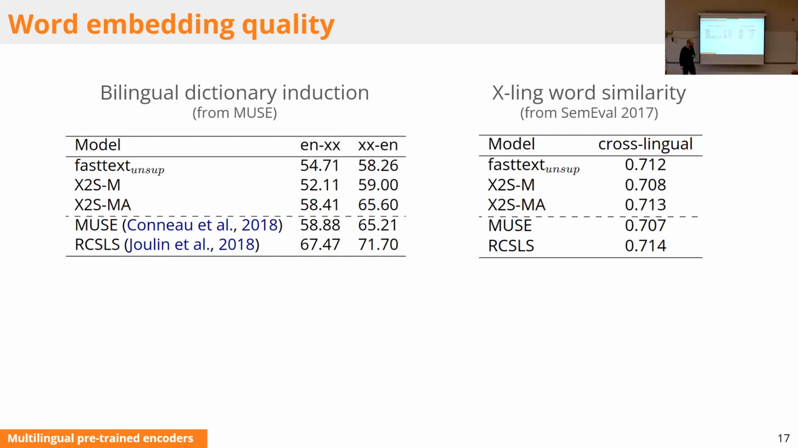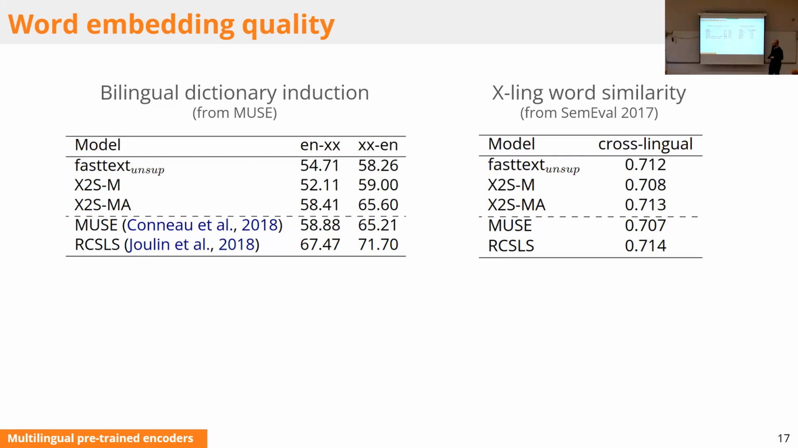It was the Muse algorithm by Facebook, and it's worse than using supervised dictionaries. The test data is like 50,000 dictionary items, and this is by using like 100 word pairs as training data. So even this small amount of supervised data leads to a huge improvement compared to the unsupervised methods.